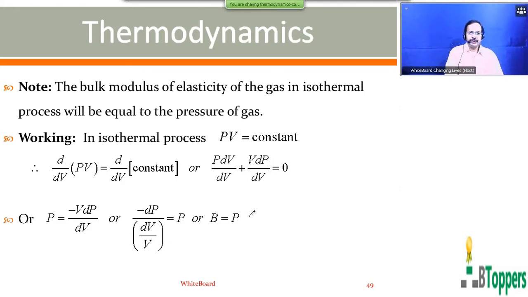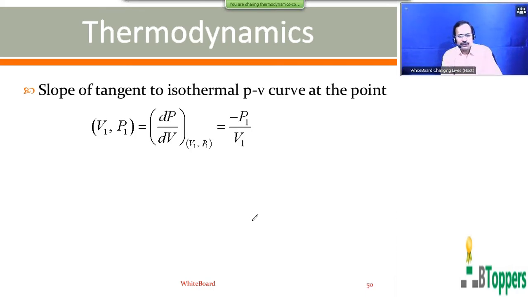Come on, those who are copying the notes, please take a pause and finish writing the notes up to here. So the slope of the tangent to the isothermal PV curve at the point V1, P1 is equal to the value of dP by dV at the point V1, P1, that is equal to minus P1 by V1. So this completes the notes for the isothermal process which I have discussed earlier.